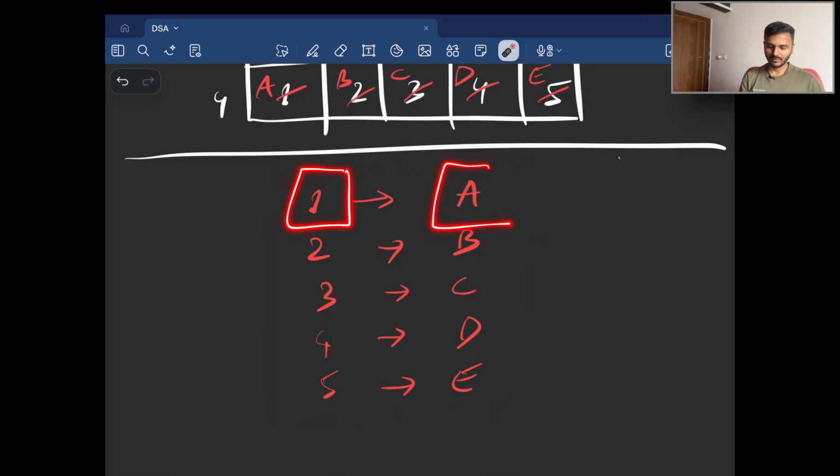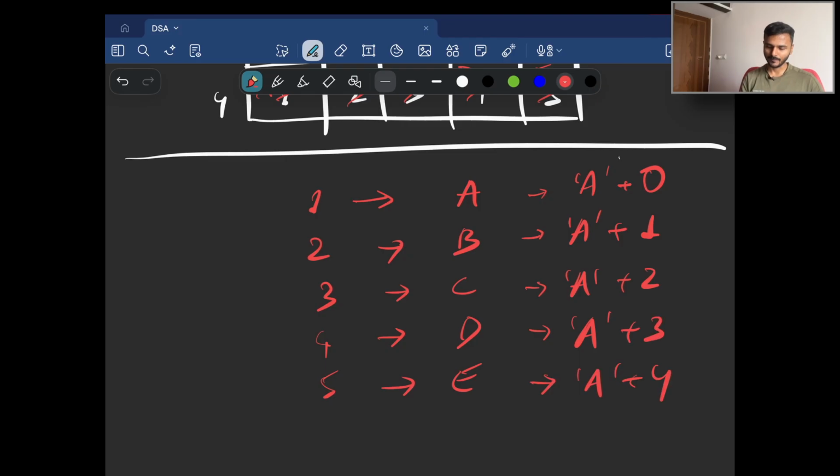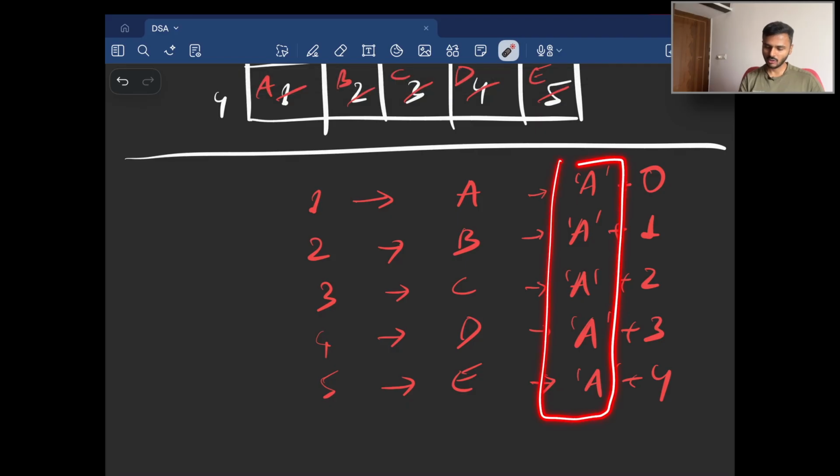Wherever we had 1, we want A. So what we can do is print A plus 0. For B, we can print A plus 1. Similarly, for C, we can print A plus 2. For D, we can print A plus 3. For E, we can print A plus 4. So A is common in all of these. The only thing that's changing is what we are adding with A.